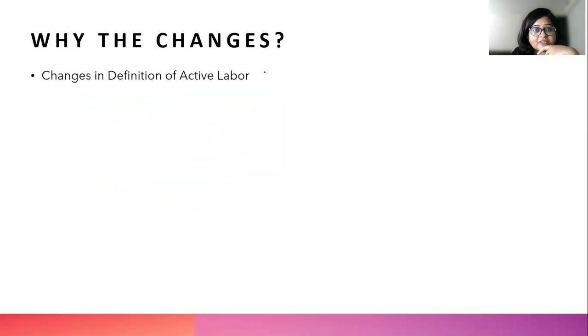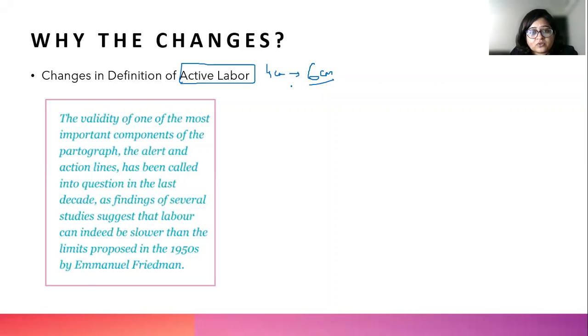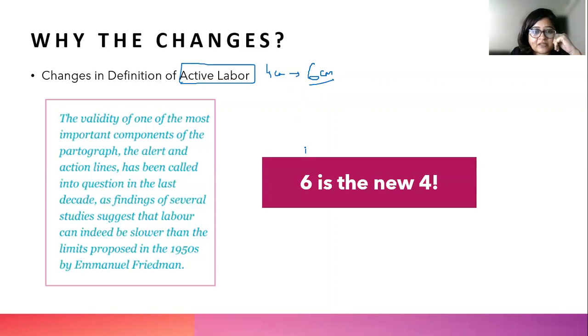The second reason why the changes were made, as I said, was that the definition of active labor has changed from 4 centimeters. There was a study done by Zhang et al. a few years back, a major study, where they said that 6 is the new 4. The American guidelines, ACOG, also follow that and say 6 centimeters is the new active phase of labor. But most studies still say 5 to 6 centimeters.